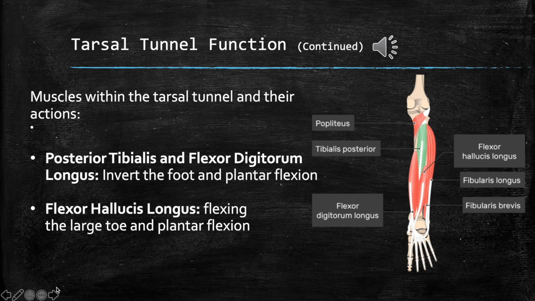The tarsal tunnel also functions as a space for some of the lower extremity muscles to pass through, including the posterior tibialis and flexor digitorum longus, which invert the foot and also allow for plantar flexion. And lastly, flexor hallucis longus, which allows for flexion of the large toe and plantar flexion.